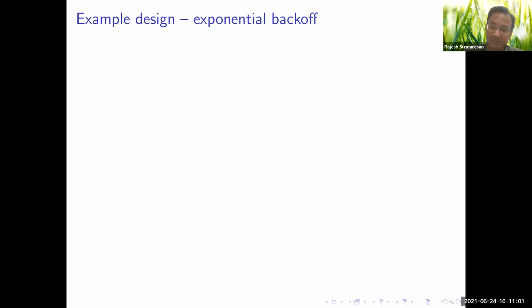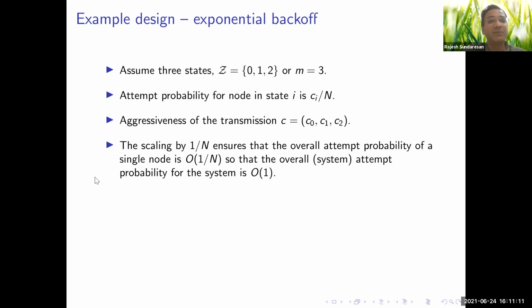I'll now give an example design. How do you choose the Ci, etc.? So I'll give one example. Assume that there are only 3 states, 0, 1, and 2. And the attempt probability for a node in state i I will write as some number Ci divided by n, where Ci depends on the state i.